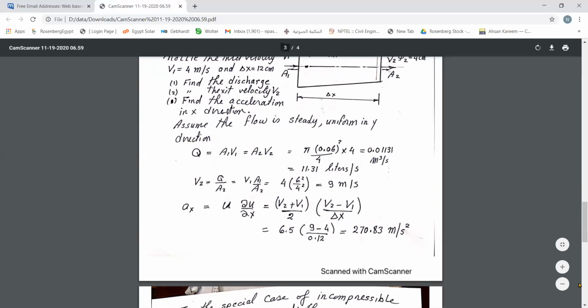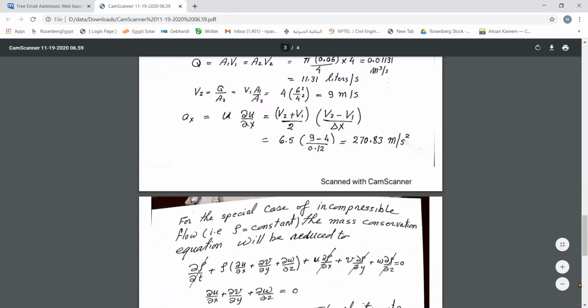Now with finite difference, I say du/dx would be V2 minus V1 divided by X2 minus X1, which is delta X. We get this way numerically du/dx, with an error proportional to delta X squared. Anyway, for u we take the average speed, V1 plus V2 divided by 2, as if we are calculating the acceleration at the midpoint of this nozzle. So the average u in the direction of x is multiplied by du/dx. Then the acceleration came to be around 270.8 meters per second squared.